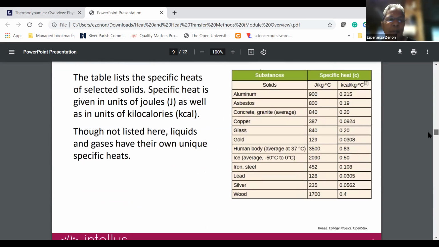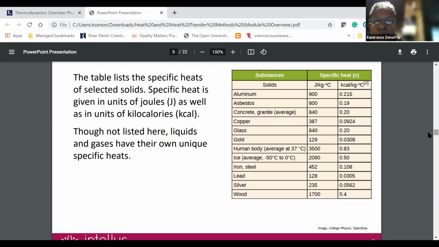So they give you a table. Notice they give you a table here. Different substances, different values for specific heat. And notice they give it to you in joules per kilogram degrees Celsius. The column on the right is in kilocalories. We're not going to worry about those values. We focus on joules per kilogram degrees Celsius. But remember, just as valid is joules per kilogram Kelvin, because they're talking about a temperature difference there.